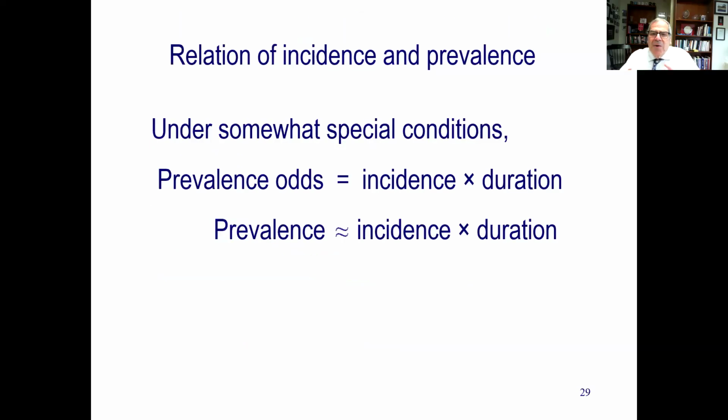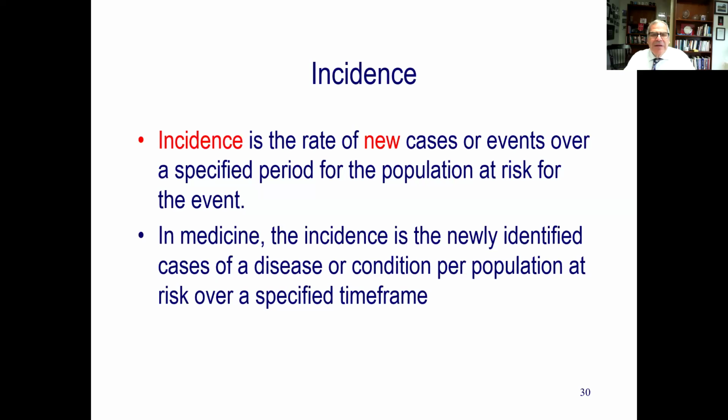So you're thinking, what do I wish to see? If we look again at the relationship of incidence and prevalence under certain conditions, the prevalence odds are often the incidence times the duration, and the prevalence is kind of an indicator of the incidence times the duration, just a little more that we bring through.